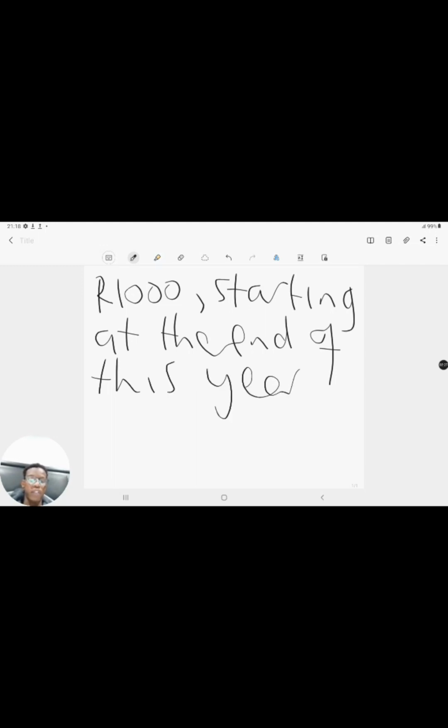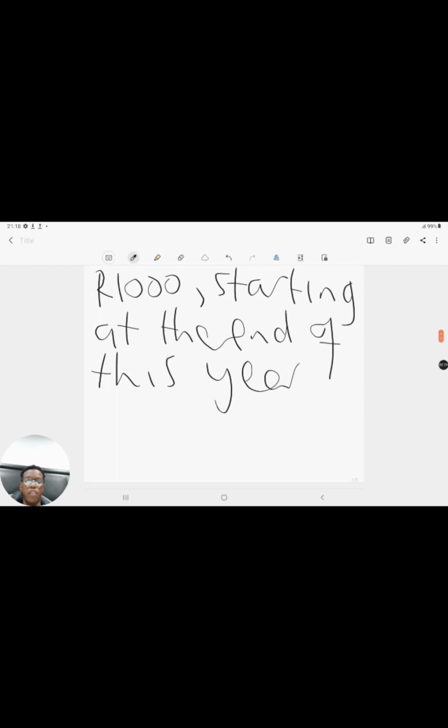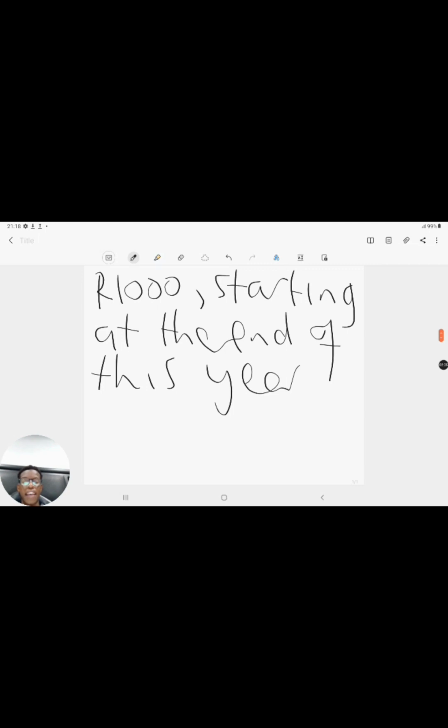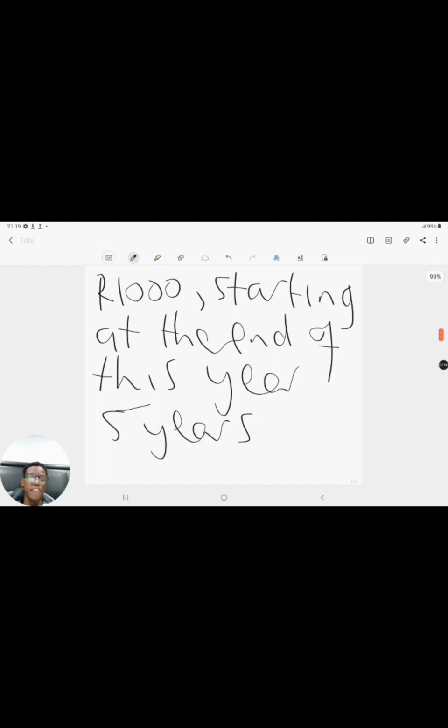Starting at the end of this year, you want to put this 1,000 rands into an investment account. And in the following years, you want to keep putting in this 1,000 rands, say for the next 5 years. So starting at the end of this year, for the next 5 years, including the final year, you want to put 1,000 rands into this account. Now, say that this investment account offers you an interest rate of 10%.